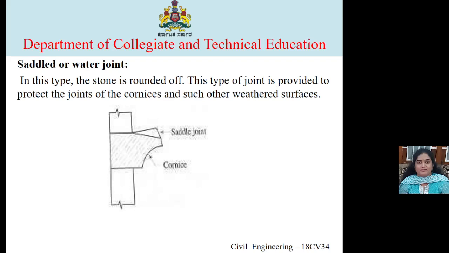Next is the saddle or water joint. In this type, the stone is rounded off. This type of joint is provided to protect the joints of the cornices, and such other weathered surfaces. So it's called a saddle or water joint.